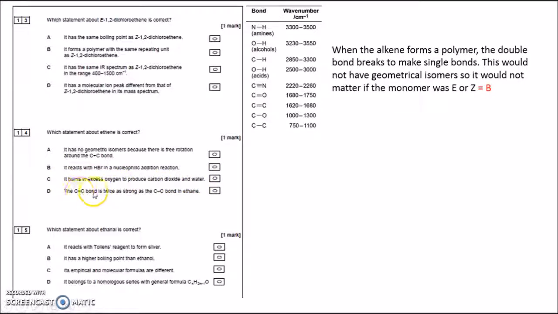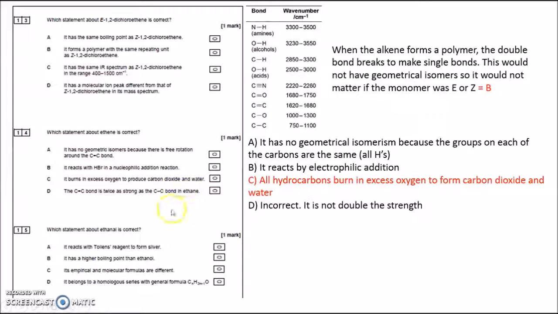So C is correct. The C double bond is twice as strong as the carbon-to-carbon double bond in ethane. Well, you can't make that assumption. In actual fact, that's not true. The carbon-to-carbon double bond isn't twice the strength of a carbon-to-carbon single bond.